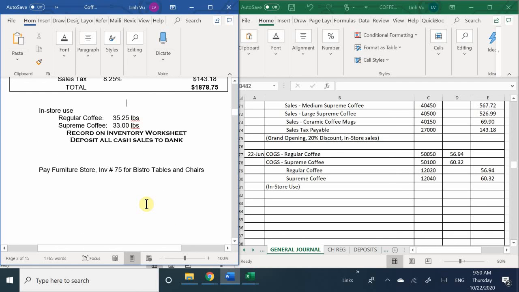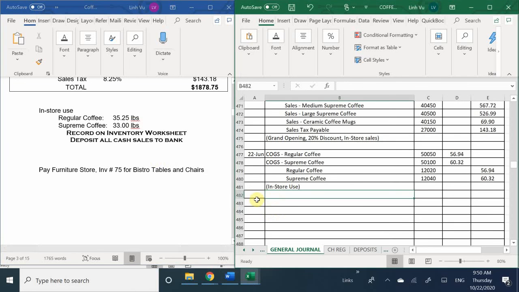Paid for the furniture. Invoice 75 for bistro tables and chairs. All right, so, date, accounts payable, good. Checking. Good. Accounts payable and checking. And then, let's see, accounts payable is 2000. Checking is 10100. 10100, good.